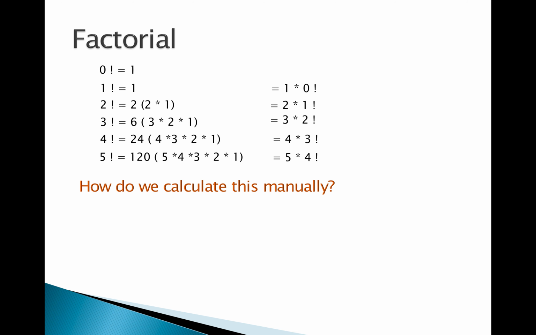How do we calculate this manually? It's pretty easy if I give a simple number like 5 or 4. But if I ask you to calculate 10 factorial, it is going to be a little bit difficult. You will need a paper and pen to do that. So I wanted to document the steps you would do with paper and pen.